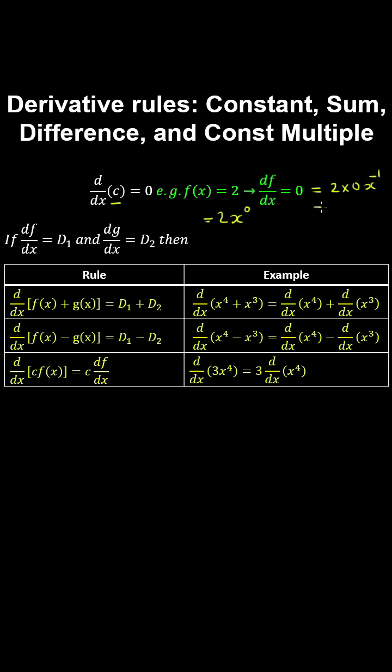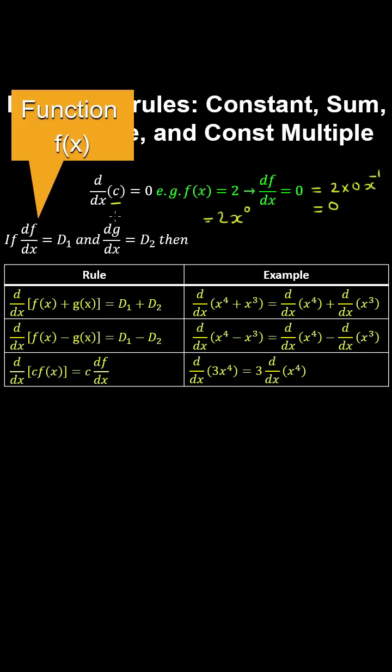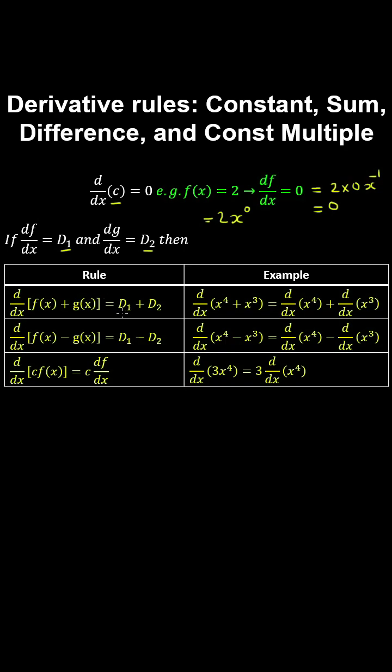So this will give 0. And similarly, we have sum, difference, and constant multiple rules that can be used to find the derivatives of polynomial functions. So for example, if we have the derivatives of the function f and a function g as d1 and d2, then the derivative of the sum of those functions is equal to the sum of the derivatives. And you can see the accompanying examples on the right here.